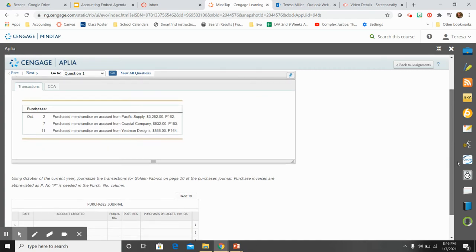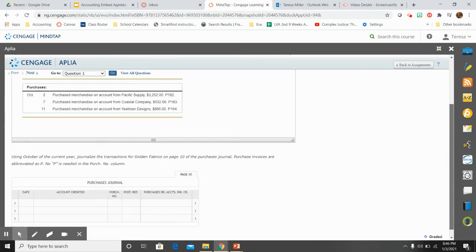So we're going to use October of the current year. We're going to journalize the transactions for Golden Fabrics on page 10 of the purchases journal. The purchases invoices are abbreviated as P. No P is needed in the purchase number column. All right, so on October 2nd, we purchased merchandise on account from Pacific Supply for $3,252, on purchase invoice number 162.